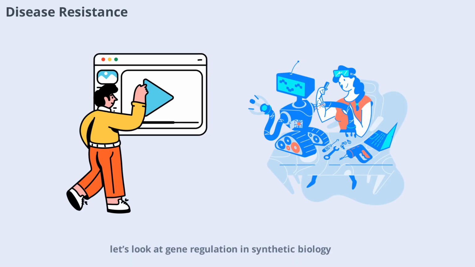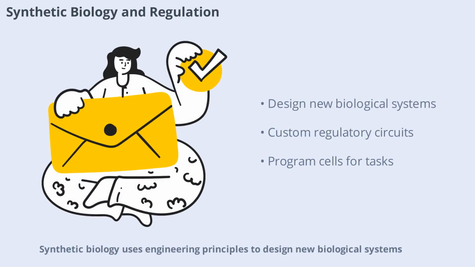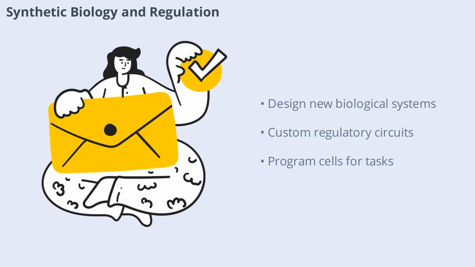Next, let's look at gene regulation in synthetic biology. Synthetic biology uses engineering principles to design new biological systems. By building custom regulatory circuits, scientists can program cells to perform specific tasks like producing drugs or cleaning up pollution. Precise gene regulation is essential for these synthetic systems to work reliably.